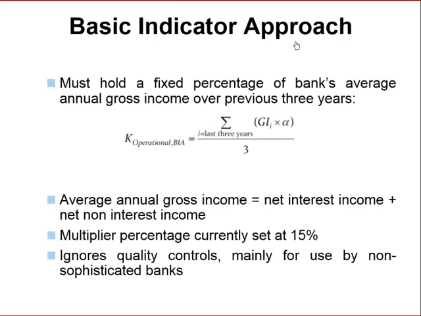So the basic indicator approach, again, a fixed percentage of the bank's average gross income over the previous 3 years has to be kept as an operational charge. The average annual gross income is defined as the net interest income plus the net non-interest income. So it's the fee income also that is included in the calculation of the gross income. The multiplier percentage, that is this alpha, is currently set at 15%. And the issue, as we discussed, is that it ignores quality controls and is mainly for use by non-sophisticated banks. So if you have good controls and you're able to demonstrate that, then you may need to keep a lower capital charge, and you may want to follow some of the more advanced approaches that we have seen.